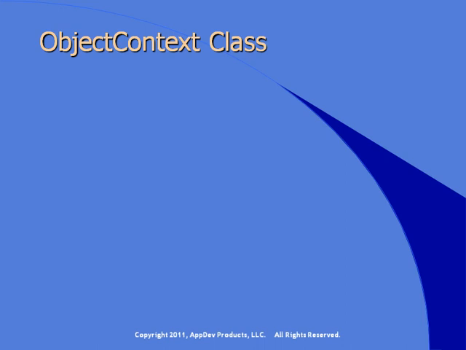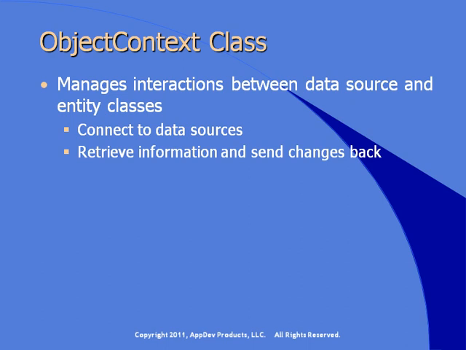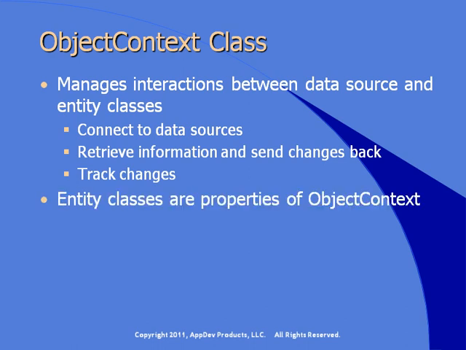So once you create an entity data model, you can work with that data. And in your code, you're going to be working with an object context class. The role of the object context class in your code is to manage the interactions between the data source and your entity classes. So this is how, in your code, you're going to connect to data sources, retrieve information and send changes back, and also track changes. And each of the entity classes are properties of this object context.